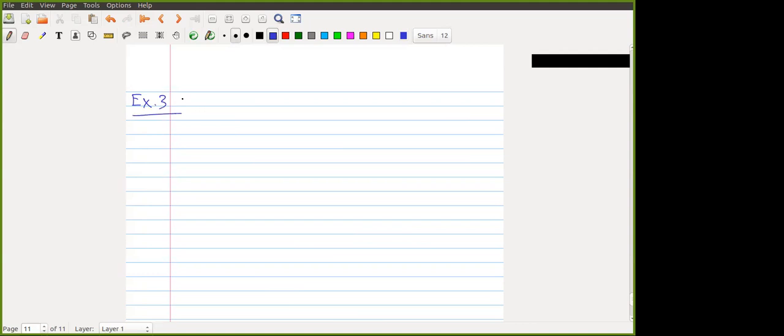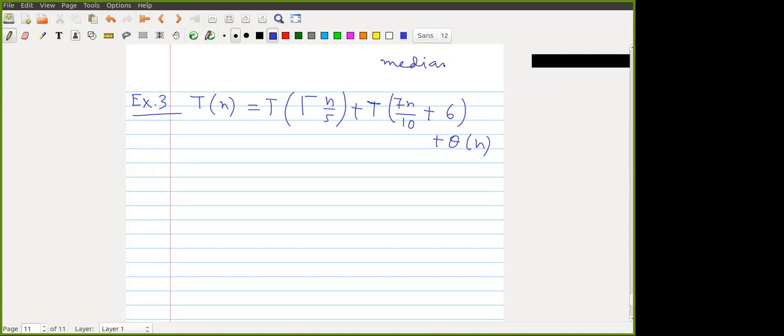Right. So this is this very famous recurrence actually. T of n is T of, say, ceiling of n by 5 plus T of 7n by 10 plus 6 plus, say, theta of n. So this is a recurrence for something called the median finding algorithm. This is a very famous algorithm.